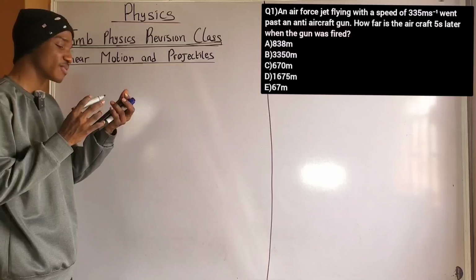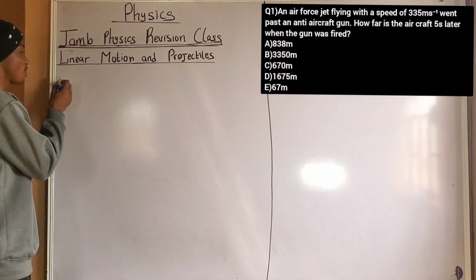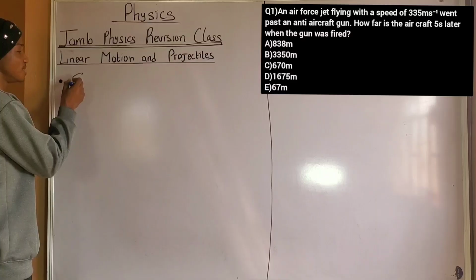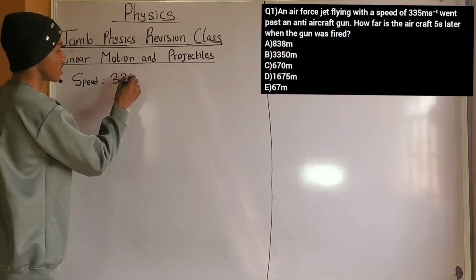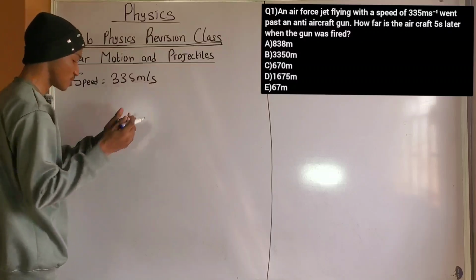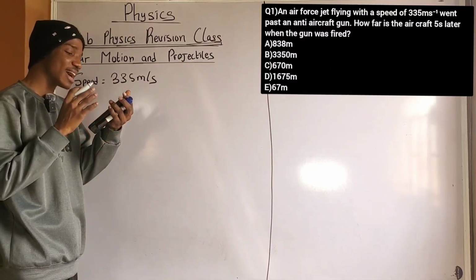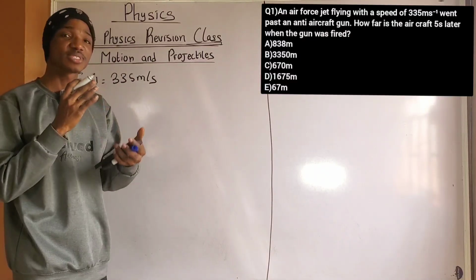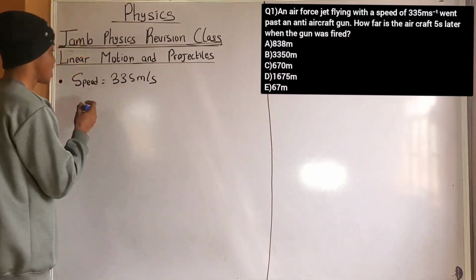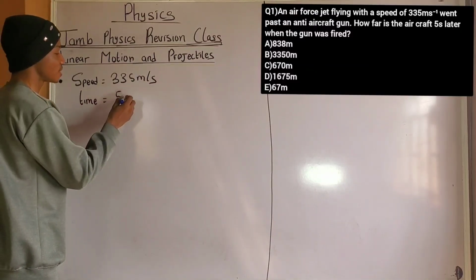An Air Force jet flying with a speed of 335 meters per second. So the first parameter that we are given is the speed. The speed is equals to 335 meters per second. Okay, went past an anti-aircraft gun. How far is the aircraft 5 seconds later? Okay, the time that we are given in the question is 5 seconds.